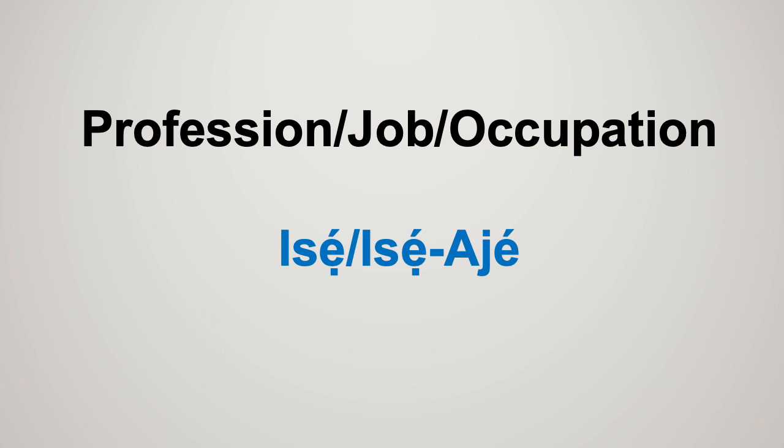Again, the term profession or job or occupation is generally referred to as ishe or ishe aje. Both mean the same thing. So aje here means something that you do that fetches you money. Aje is like one of the Yoruba gods, one of the Yoruba Orisha. So Orisha Aje is a god of wealth. So it makes you wealthy. So ishe or ishe aje is something that you do that makes you wealthy. And that is why the Yoruba people call profession ishe or ishe aje.